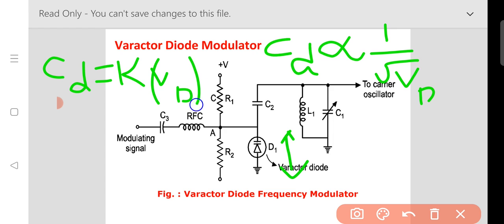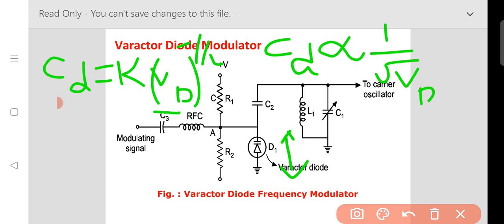VD to the power of minus 1 by 2. The root is converted into the power 1 by 2 and the inverse property. So here the diode capacitance is proportional to the voltage relation, where K is the proportionality constant and VD is the diode voltage. Diode voltage means the total instantaneous voltage across the diode. You just remember that, that is the voltage across the diode.